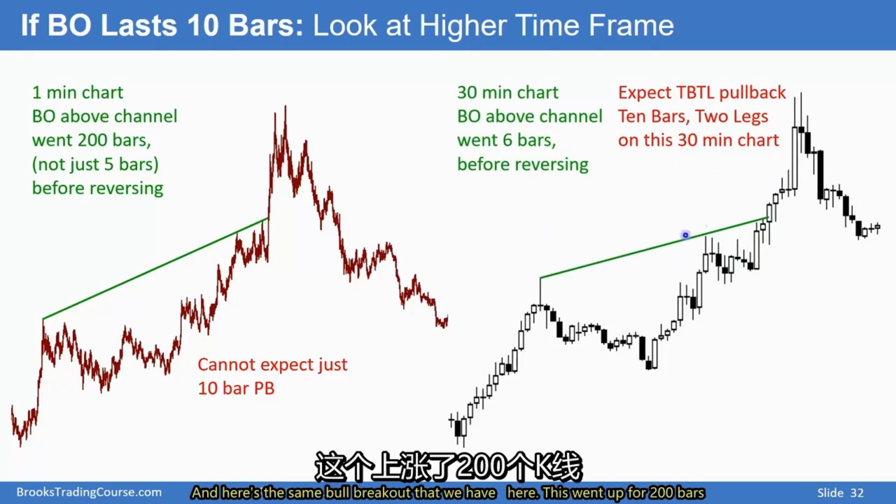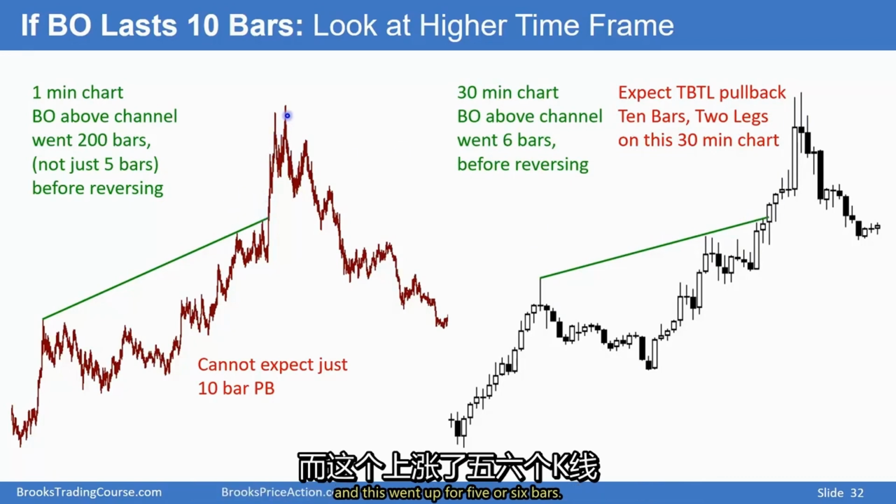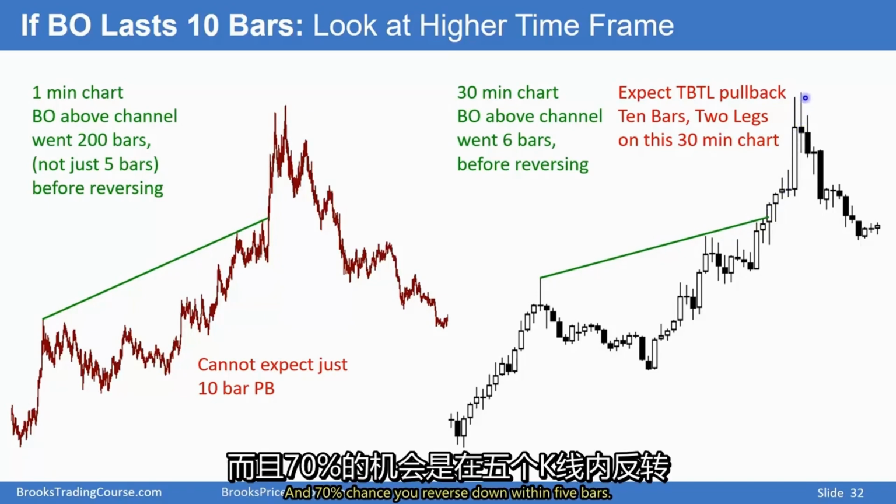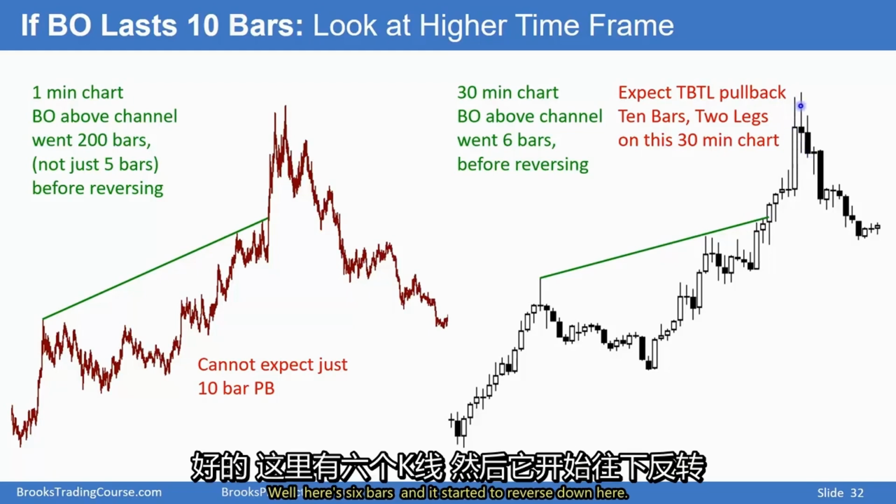And here's the same bull breakout that we have right here. This went up for 200 bars, and this went up for 5 or 6 bars. And 70% chance you reverse down within 5 bars. Well, here's 6 bars. And it started to reverse down here.